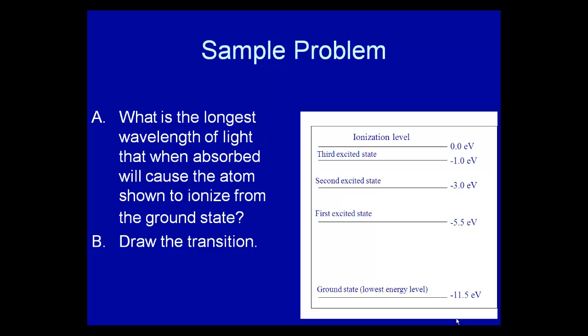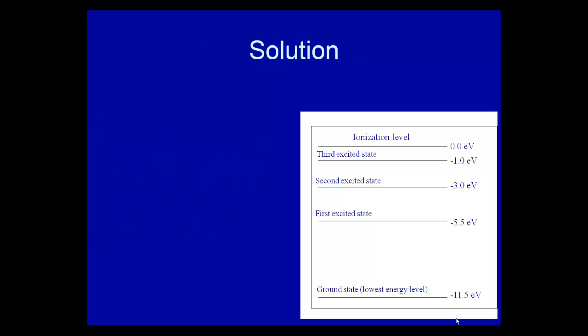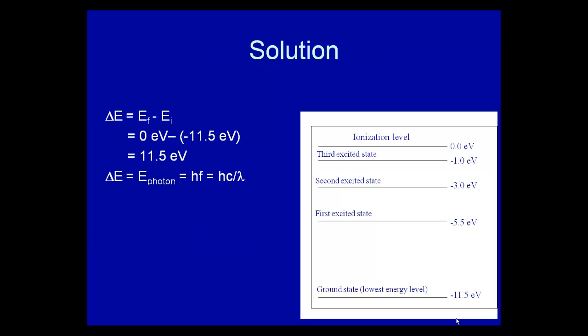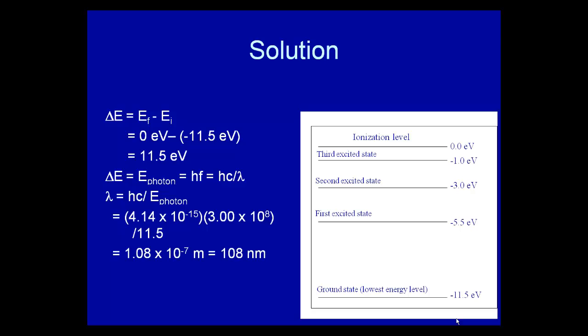What is the longest wavelength of light that when absorbed will cause the atom to ionize from the ground state? Well, obviously it's going up to the top level. E is equal to hc over lambda. So lambda is equal to hc over E. By the way, the 4.14 and 3 times 10 to the 8th numbers put together give you the 1240 electron volts times nanometers. You get 108 nanometers.